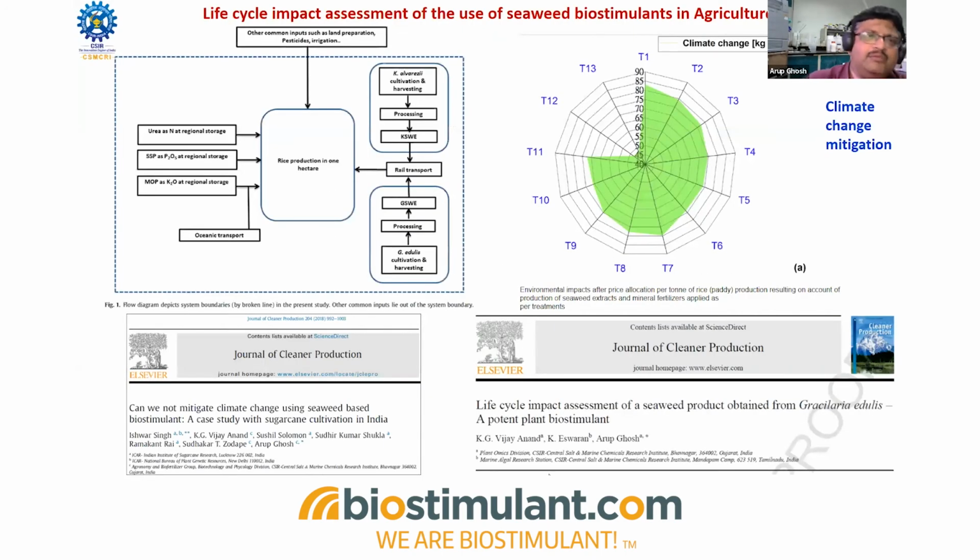I was also telling about the life cycle assessment (LCA) studies, and we also published this in very good journals. How we can mitigate climate change using the seaweed-based biostimulant, and basically it is a policy decision which the governments have to take, in order to influence government policy into using the biostimulants, wherein you can at least save a part of the chemical fertilizer by using these low carbon footprint organic products.